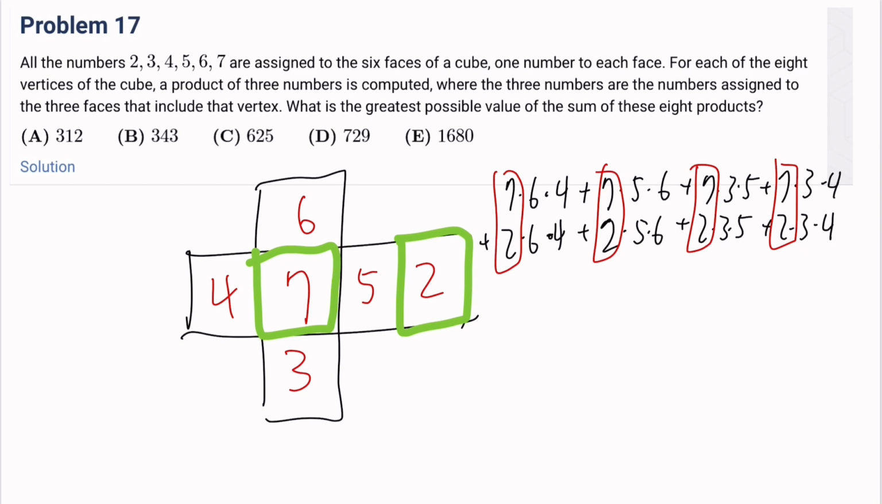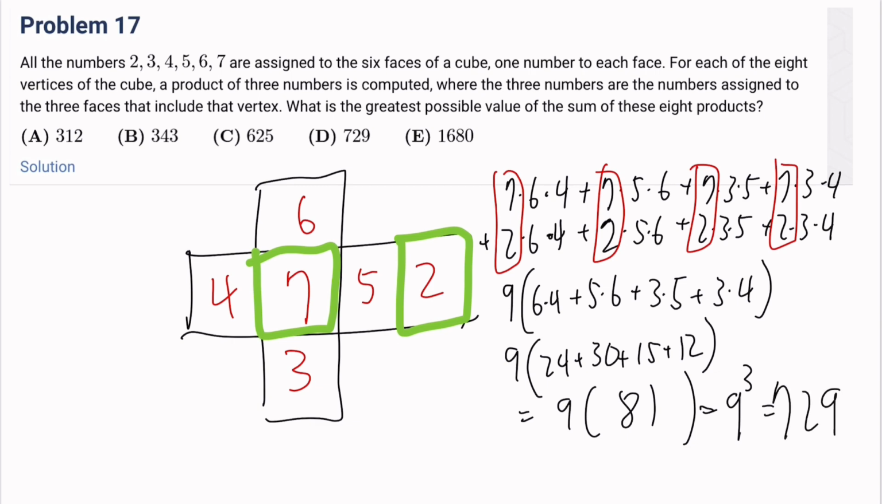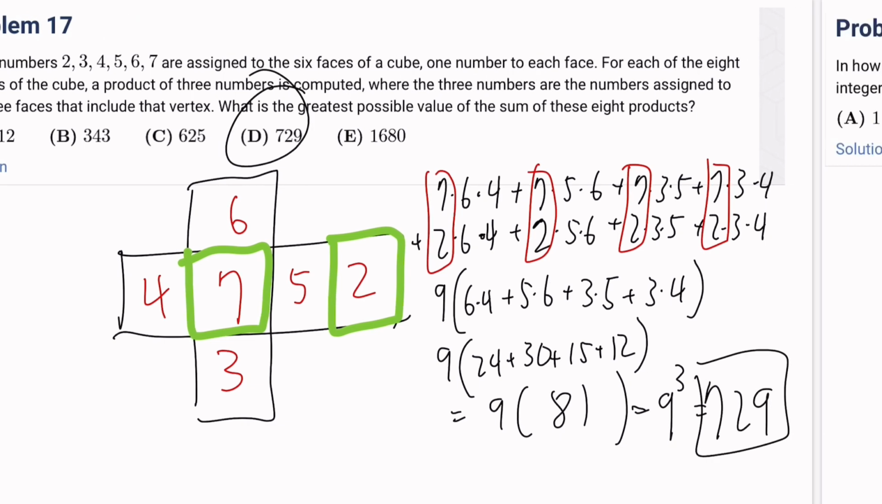which is 9, so that will be 9 times 6 times 4, plus 5 times 6, plus 3 times 5, plus 3 times 4. And so this equals 9 times 24 plus 30 plus 15 plus 12. This equals 9 times 54 plus 7 plus 27. And that equals 81. 9 times 81. And this is 9 cubed, which equals 729. So the answer is 729, it's D.